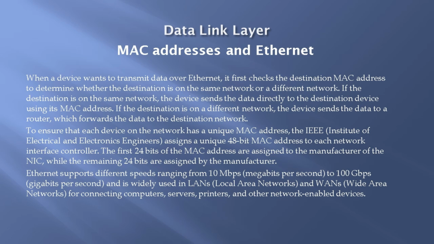Ethernet supports different speeds ranging from 10 Mbps (megabits per second) to 100 Gbps (gigabits per second), and is widely used in LANs (local area networks) and WANs (wide area networks) for connecting computers, servers, printers, and other network-enabled devices.